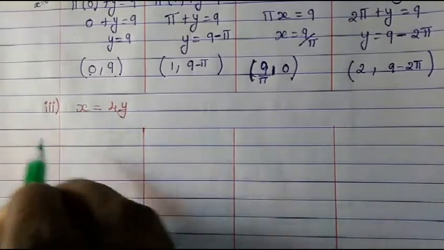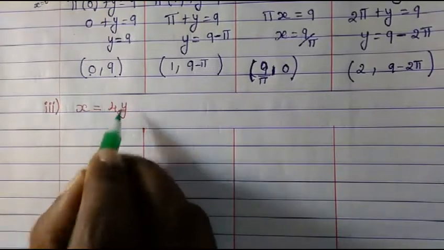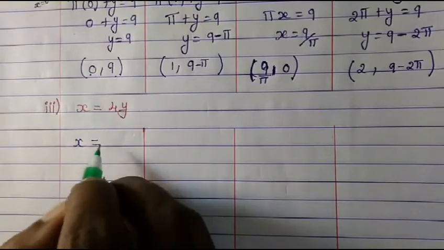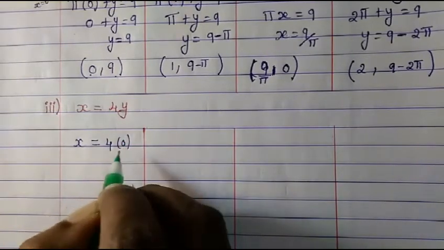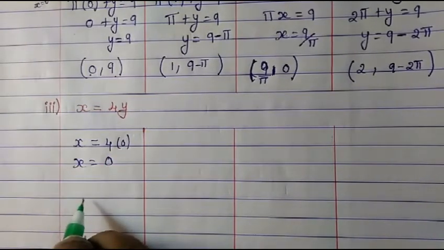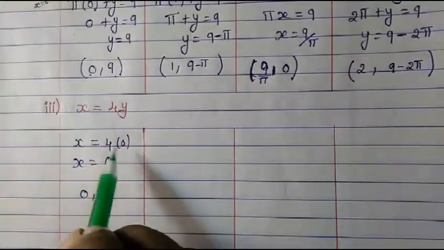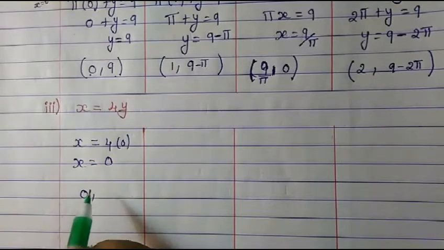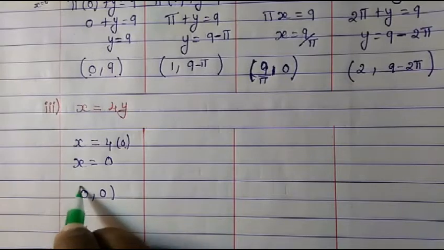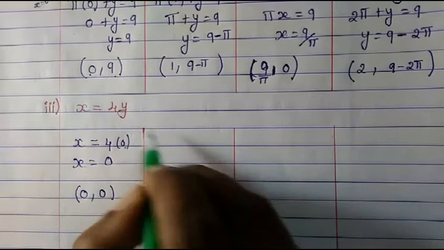Now, for the third equation, let me keep the x as it is, and y value I'll give 0. So then x, what will I get? 4 into 0 will become 0. So my first solution will be: x value I got 0, and y value I have given 0. So 0 comma 0 will be one solution.